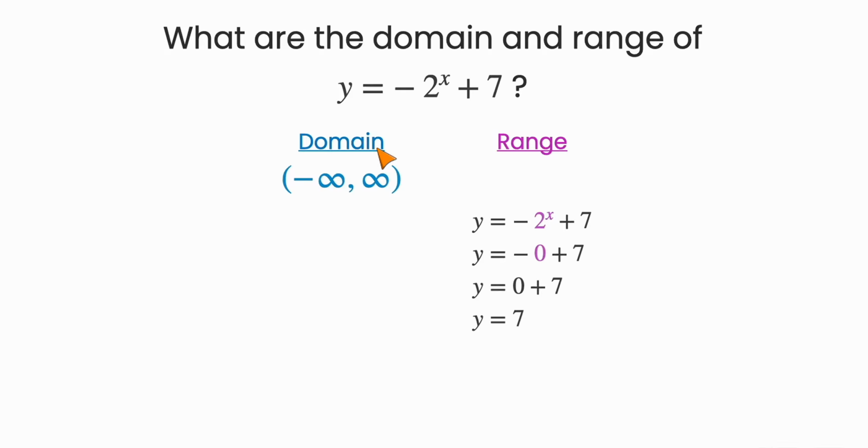Because there is a negative multiplying 2 to the x power, as 2 to the x grows exponentially larger, the function will actually exponentially decrease as we subtract larger and larger numbers from 7. So the range is all y values from negative infinity up to, but not including, 7. In interval notation, we use a parenthesis with the 7 to indicate the 7 is not included in the range.